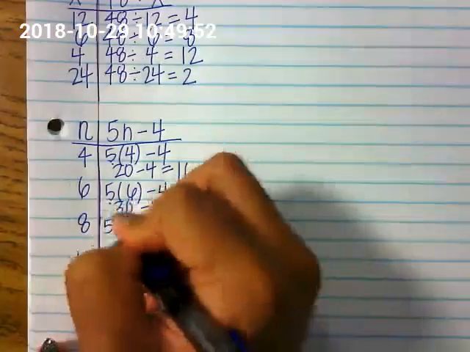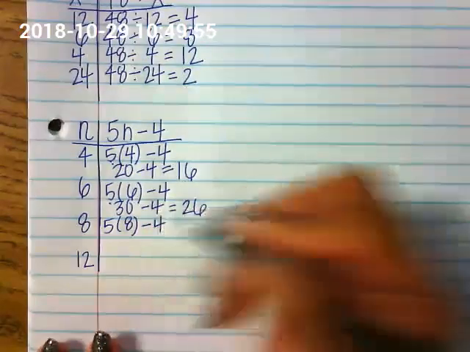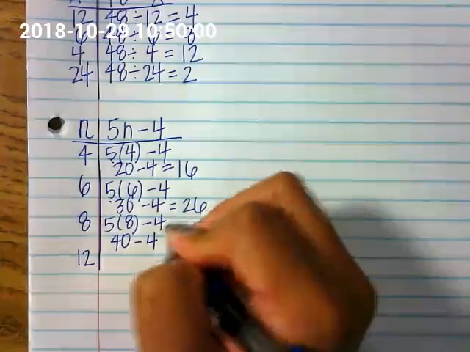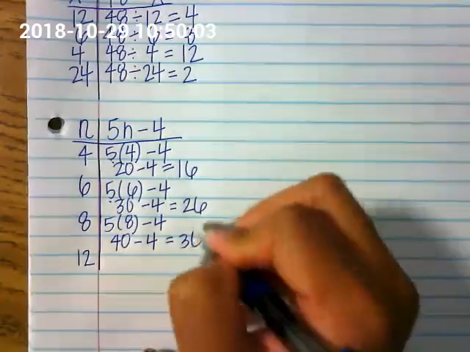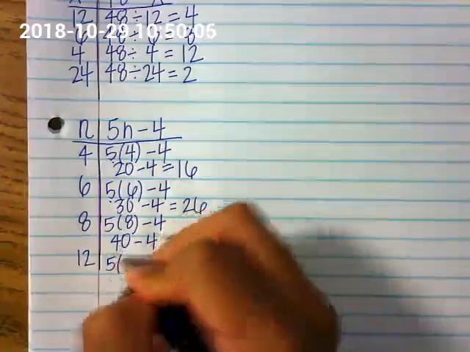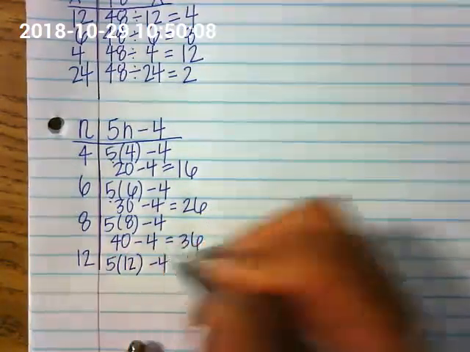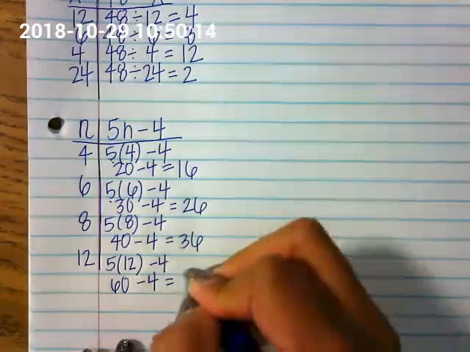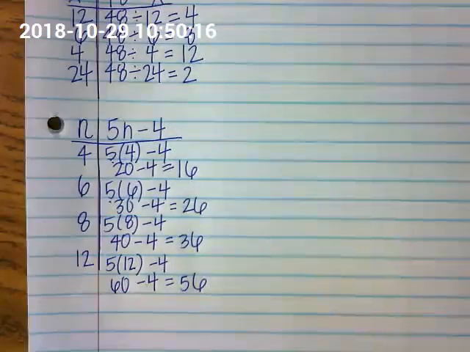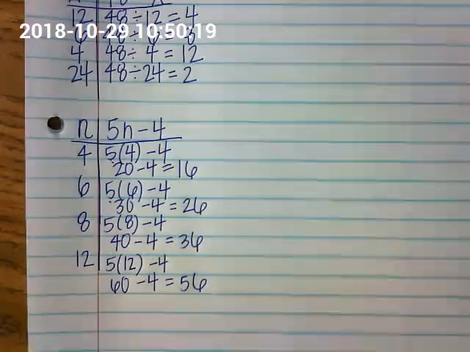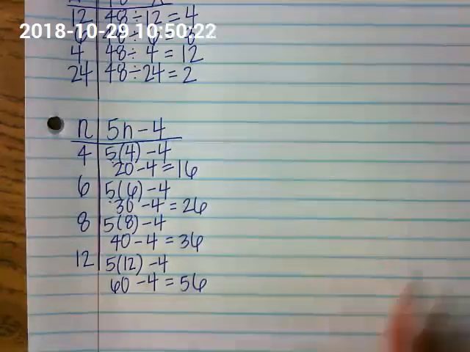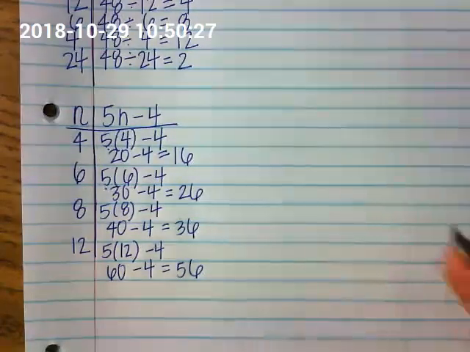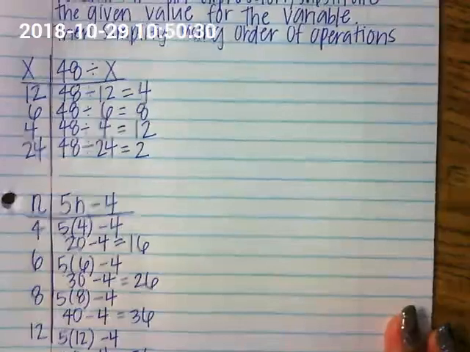Let's try 8. 5 times 8 minus 4. What's 5 times 8? 40. 40 minus 4, 36. And then 5 times 12 minus 4. 5 times 12, 60 minus 4, 56. So that was simple. All we're doing is plugging in what they're telling us it's equal to and solving. So let's do another one with an exponent.